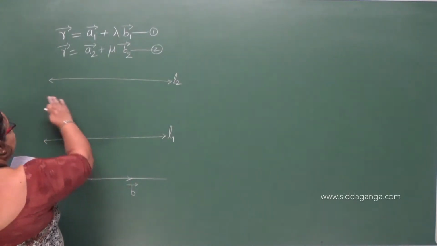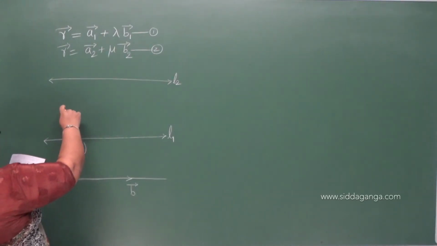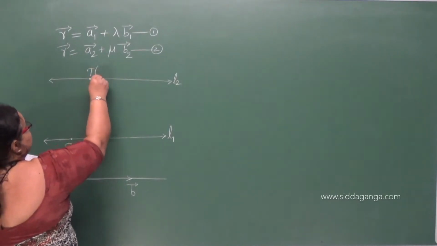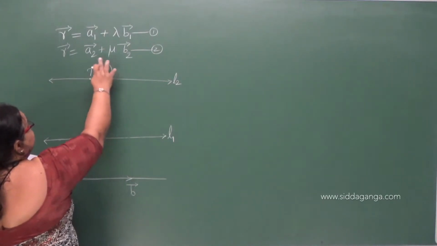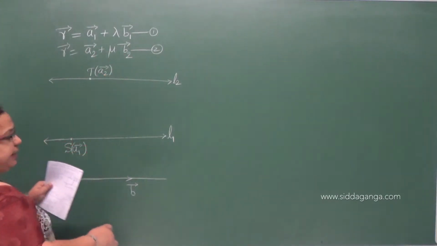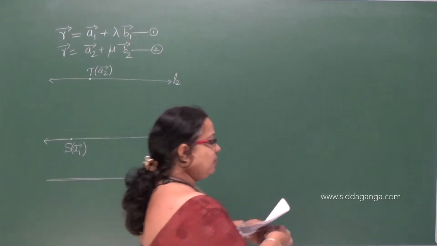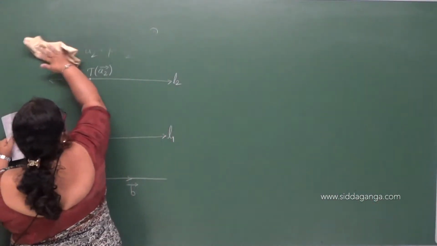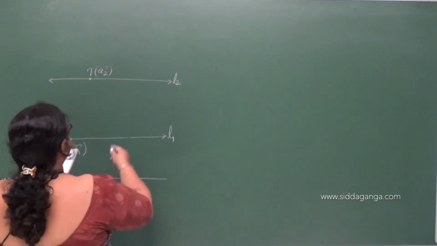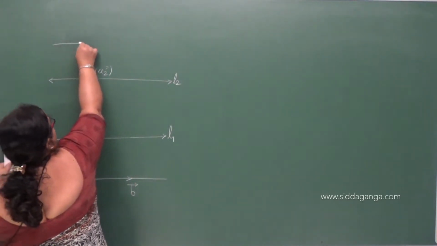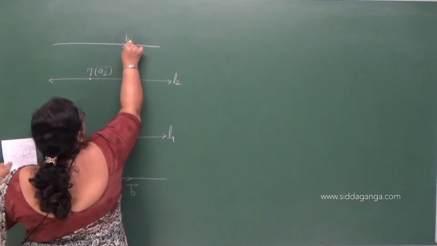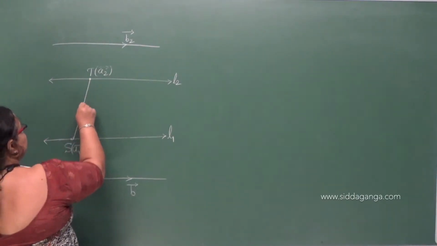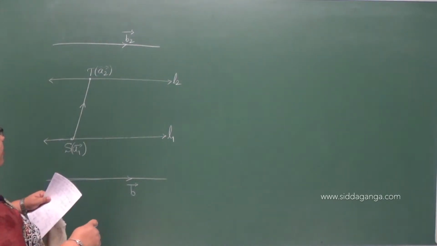L2 is the line passing through the point T, whose position vector is A2, and it is parallel to vector B2. This passes through T and it is parallel to B2 vector. Now you join ST. So ST is a vector now.